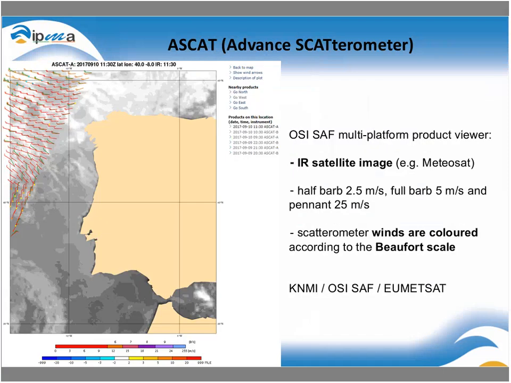If you click anywhere on the map here, say near Portugal, we have the ASCAT passage superimposed on the infrared satellite image, in this case Meteosat, and we have the winds, the direction and the intensity of the winds, colored according to the Beaufort scale.